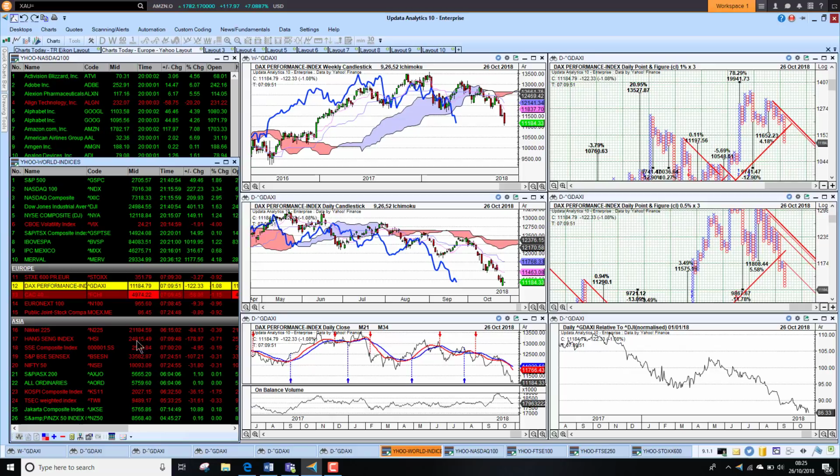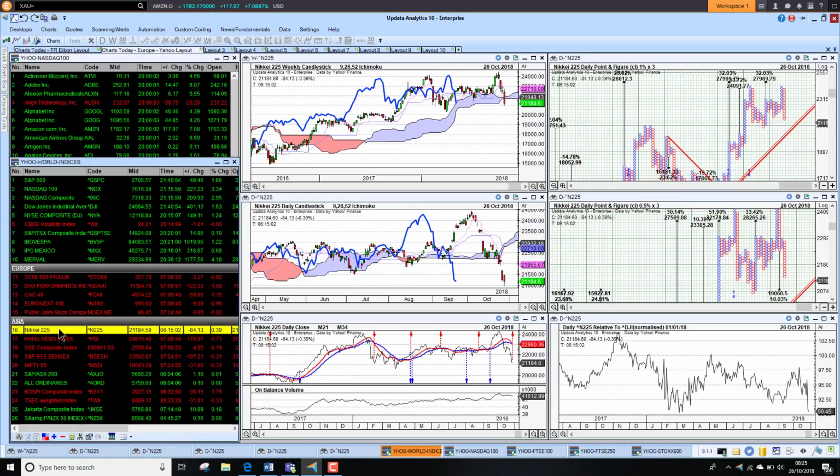And so we see here world indices coming from Yahoo, and we've got Europe down and Asia also pretty bearish across the board. The Nikkei down 0.4%, for example. So we are just seeing most markets heading lower.